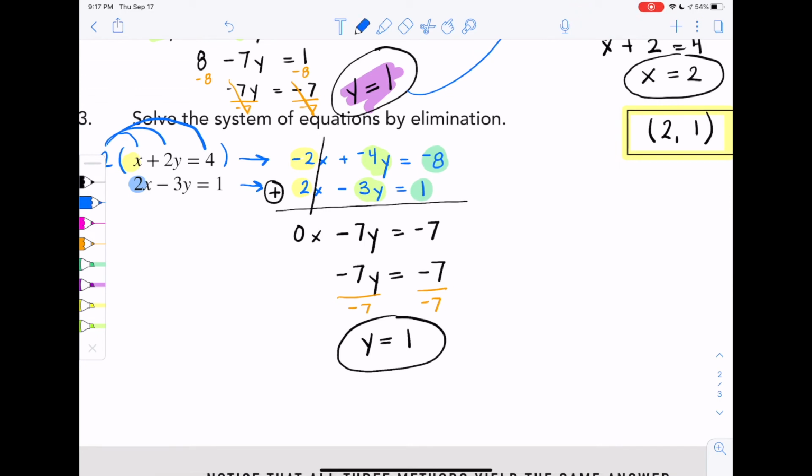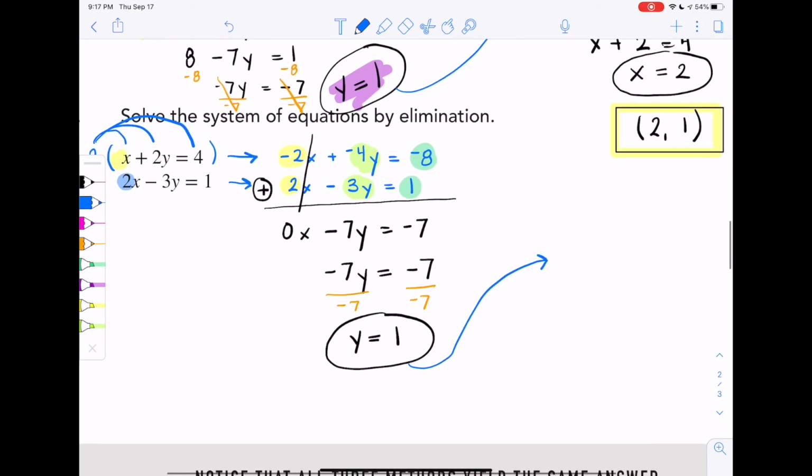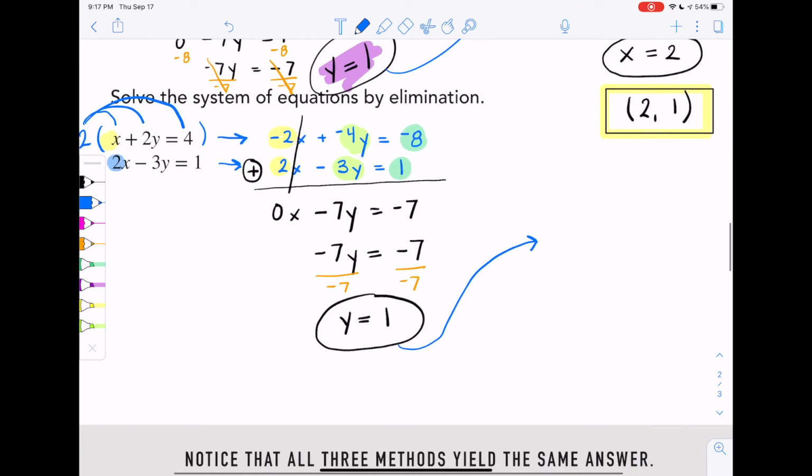Once you have your y variable, you do the same thing that we did for substitution, and you substitute that back into one of the original expressions for y. So I'm actually going to do the same one. You know what? Let's do the other one. Let's do the second expression. In the last example for substitution, we did the first expression. So let's substitute y equals 1 into the equation of 2x minus 3y equals 1.